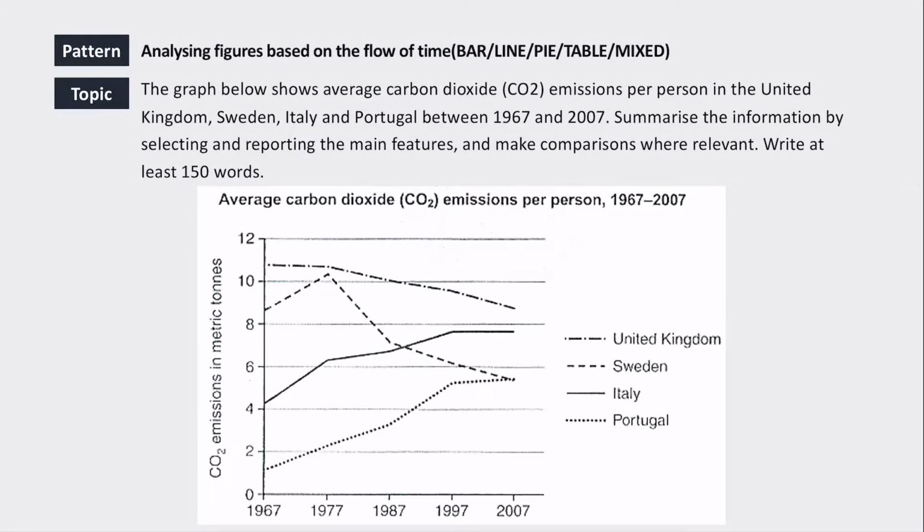Okay, so let's look at an IELTS Task 1 essay, which is the analysis of a line graph. So let's take a look at the topic. The graph below shows average carbon dioxide emissions per person in the United Kingdom, Sweden, Italy, and Portugal between 1967 and 2007. Summarize the information by selecting and reporting the main features and make comparisons where relevant. Write at least 150 words.